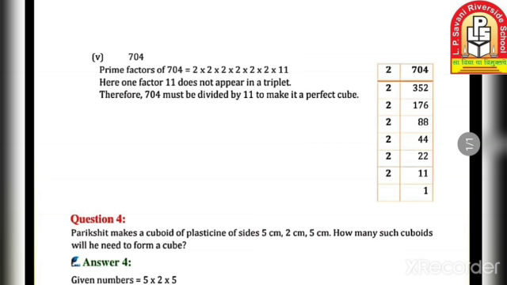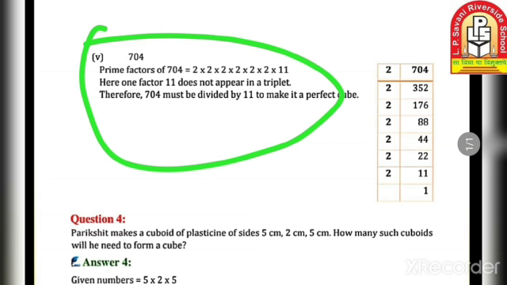Here 704, you have to try in your homework. Okay, so this example is in your homework, so try it at home.